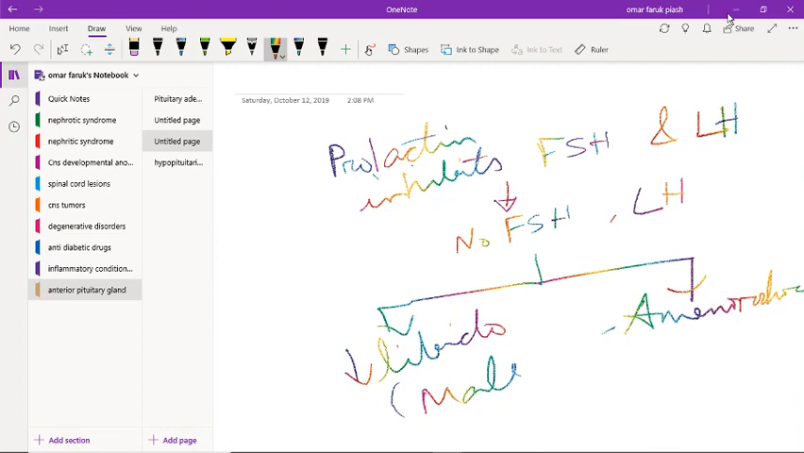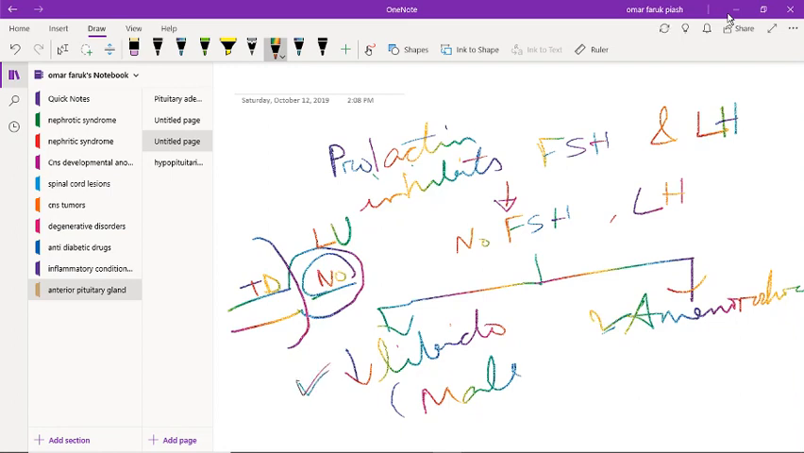And second, we know that the breast is composed of terminal duct lobular units. In males there is only the terminal duct, no lobular unit. As there is no lobular unit, there is no way of secreting milk from the male breast. So in males there is only decreased libido, but in females there is amenorrhea and galactorrhea.